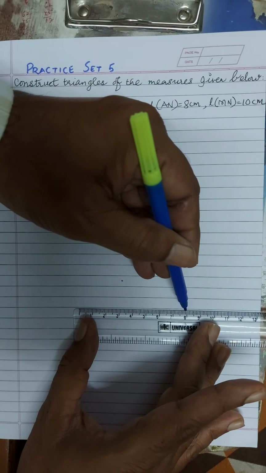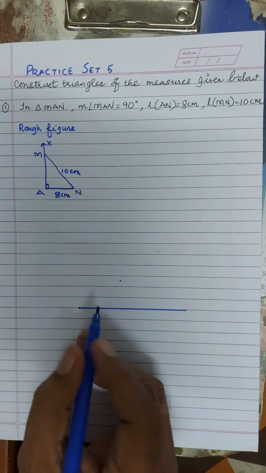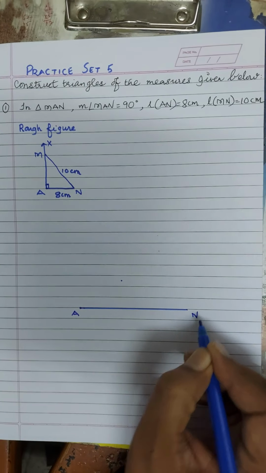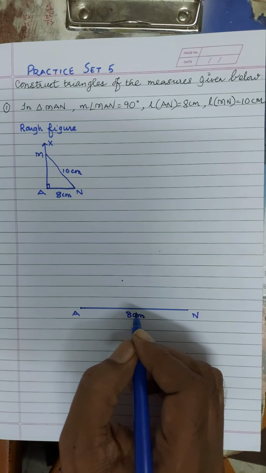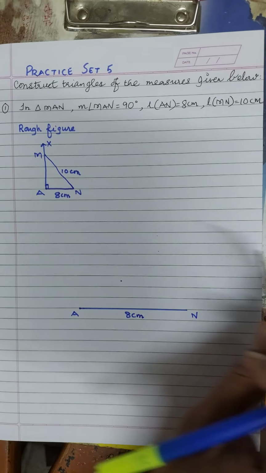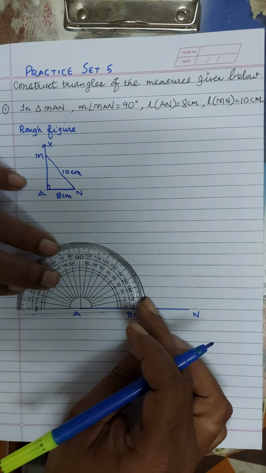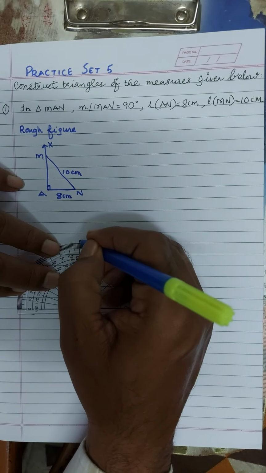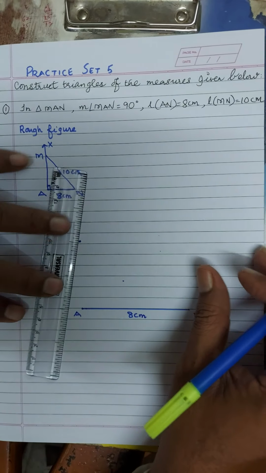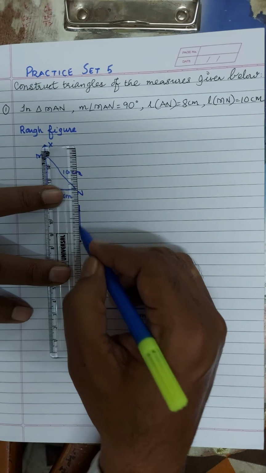So we'll draw 8 centimeters here, 8 centimeters of AN, and we'll write step by step: AN is 8 centimeters. Now after that, with A as the center, we have to draw a right angle. We'll draw the right angle with the use of a protractor. See, I am putting the protractor on the edge of A. Exactly here is 90 degrees, so this is nothing but our right angle. We'll join both points with a straight line.